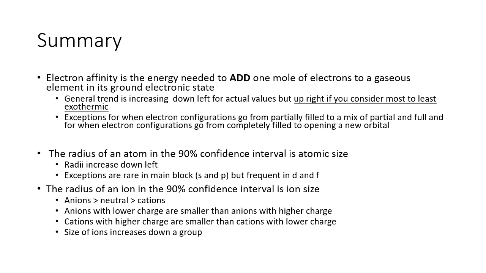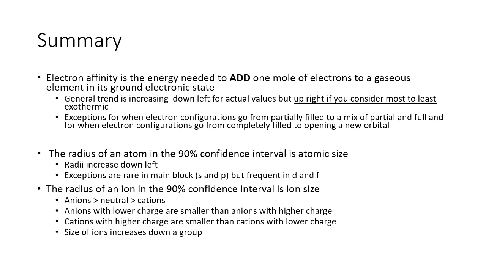The radius of an atom is a 90% confidence interval of that atomic size. Radii increase down and to the left. Exceptions are rare in the main block, S and P, but they're frequent in D and F.